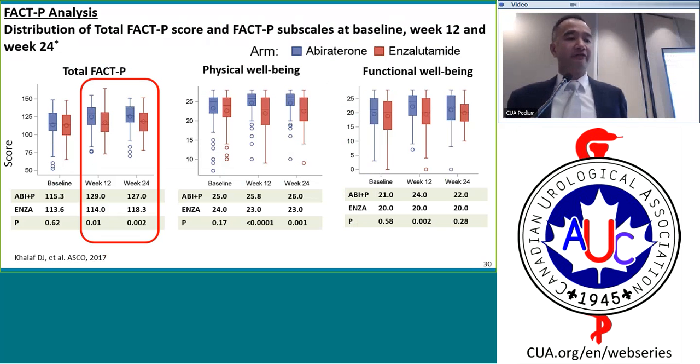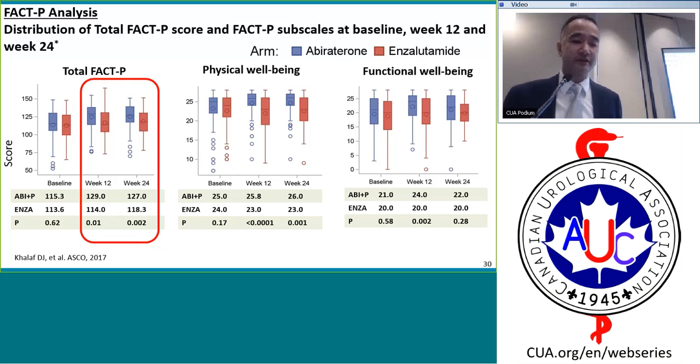And what we saw in the FACT-P analysis, which is a quality of life questionnaire, is that at baseline the groups were the same, but at week 12 and week 24, in the total FACT-P, there actually emerged a difference that was clinically significant in terms of the degree of change. A 10-point difference is a clinically significant difference. So at week 12 in the abiraterone arm, there was an increase in the FACT-P total score, going from 115 at baseline up to 129 at week 12, while in enzalutamide, it stayed the same, 114, 118 in terms of the total score.